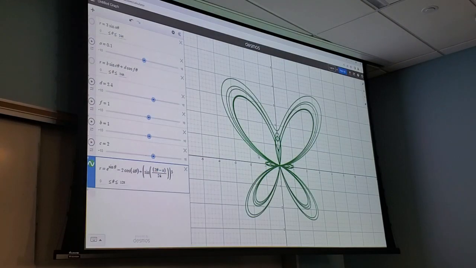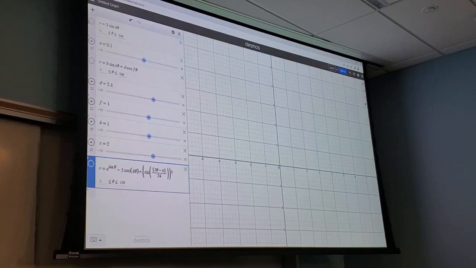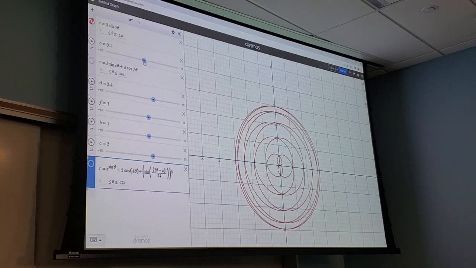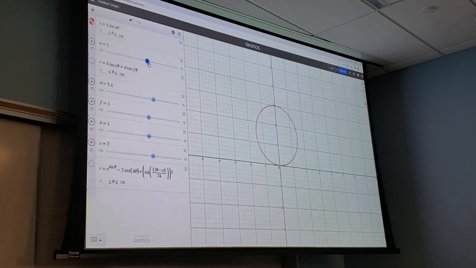Some stuff Desmos can do. So there's the butterfly curve in Desmos. It's just not as good though, so I don't care about that. Oh yeah, wait. Whew, okay. So r equals 3 sine theta. That is a circle on the y-axis. Why does that make sense? Because sine likes y. If I would have made a cosine, it would have just been sitting on the x-axis.